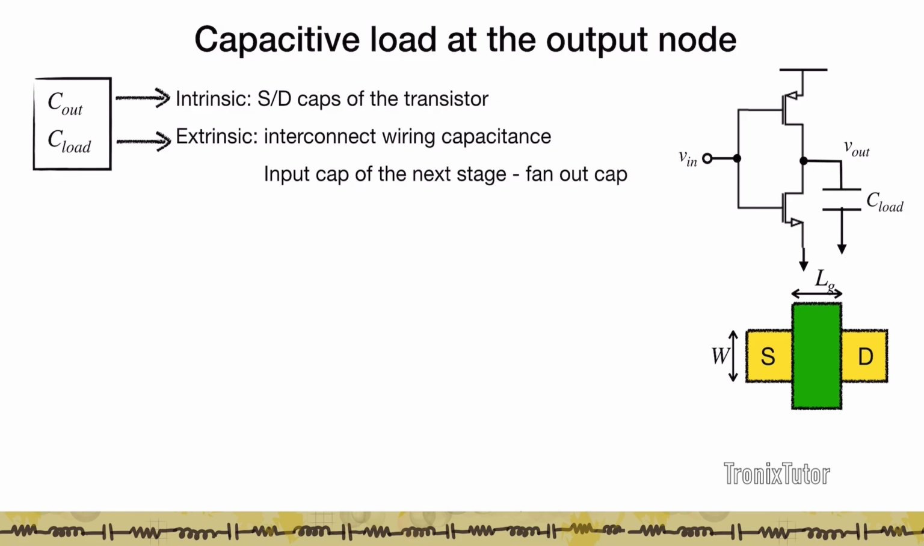Now let's take a look at the transistor. In a transistor, if you look at the top down view of the transistor, this is your diffusion, this is your poly, right? So in our digital circuits, we keep our gate length to be as narrow as possible.